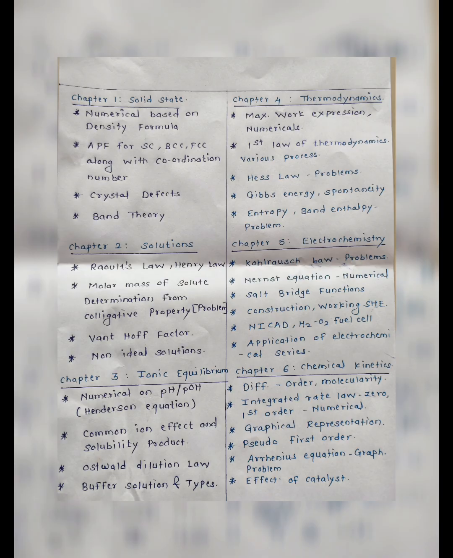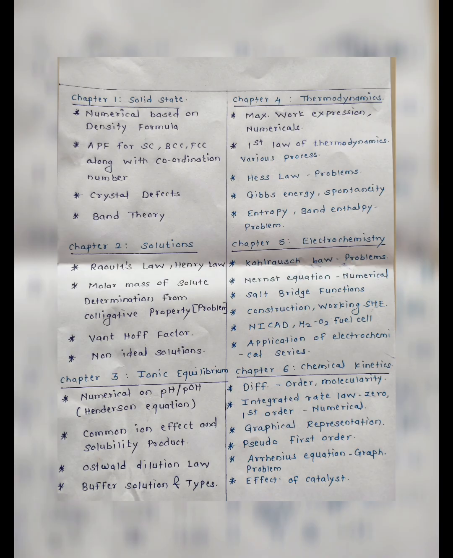Next point is common ion effect and solubility product. What are the factors, or more correctly the conditions, affecting the solubility product? If Ksp is greater than the equilibrium constant, then what will happen? Likewise. Next is Ostwald dilution law and buffer solution with respect to their types.